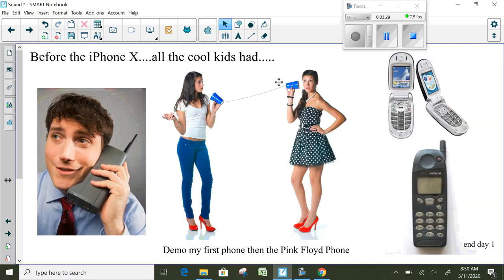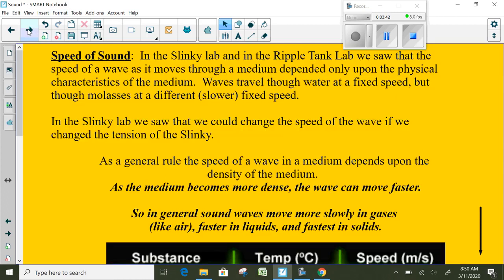We do a demo out in the hallway where we have the cups with the string. It actually does work, but these old phones, I don't think I've ever used them this way, we're just showing you the phone technology has changed.